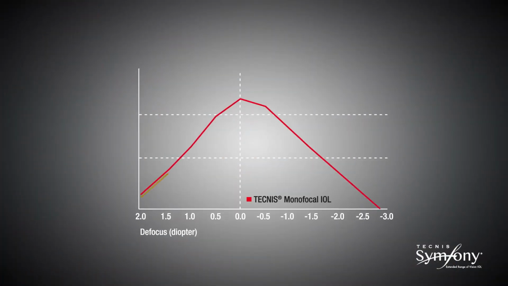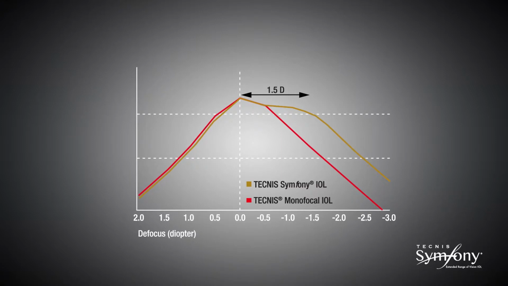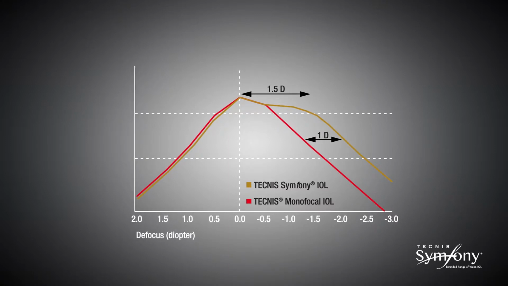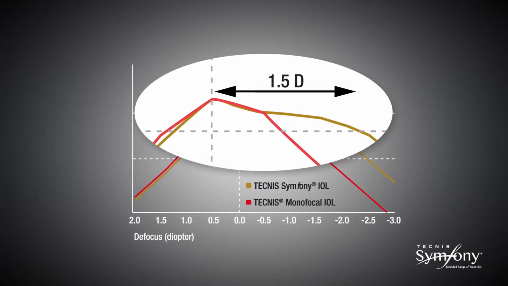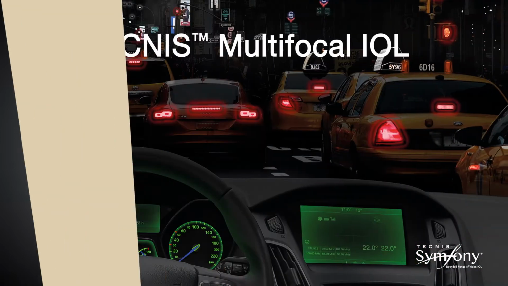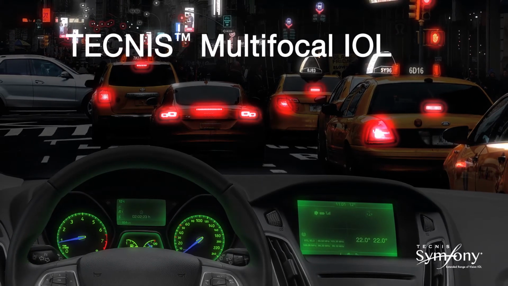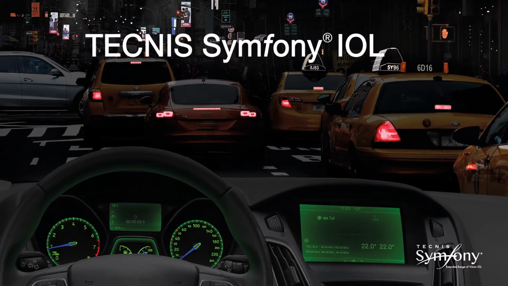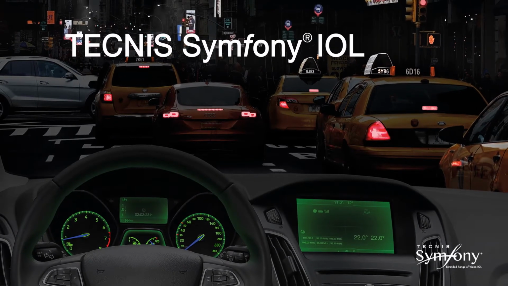Because of its elongated focus, the Tecnis Symfony IOL delivers high-quality vision through 1.5 diopters of defocus and an increase of 1 diopter range of vision throughout the defocus curve compared to a monofocal IOL. The plateau of the defocus curve demonstrates the extended range of vision of the Tecnis Symfony lens. In addition, because of the elongated focus, the Tecnis Symfony IOL does not have the distinct focal points of a multifocal IOL, and as such does not have the distinct out-of-focus images that can lead to halo and glare. As a result, the incidence of nighttime halos and glare is low.